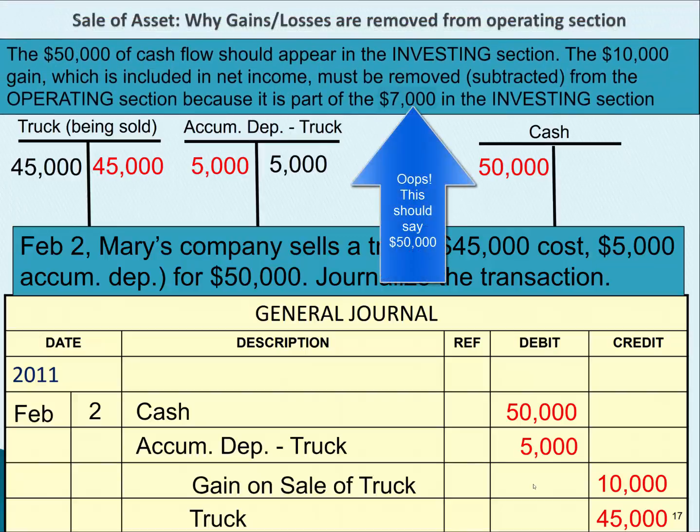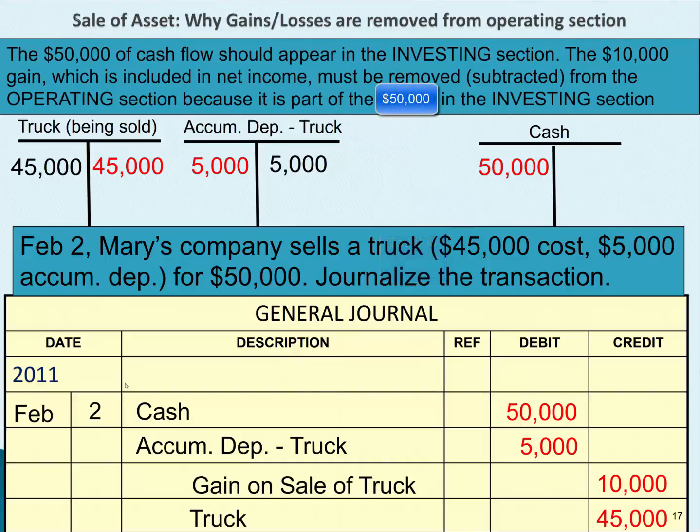So remember, we're working on the statement of cash flows. So looking down here at this transaction, what is the cash amount? Well, the cash amount is $50,000. Which way did it flow? Well, our cash is increasing. And then, which section does this $50,000 of cash go into? Well, we got the $50,000 because we sold a long-term asset, the truck. So that goes in the investing section. So the $50,000 goes in the investing section.